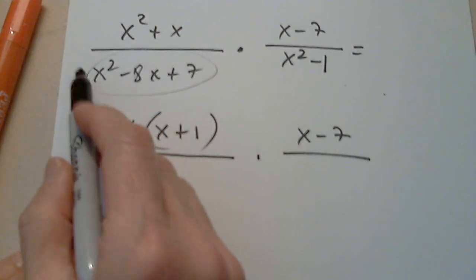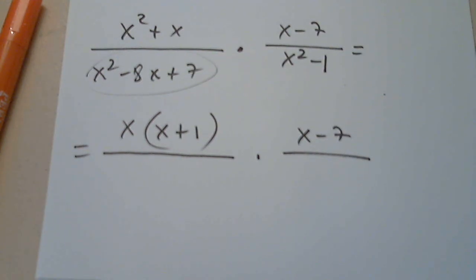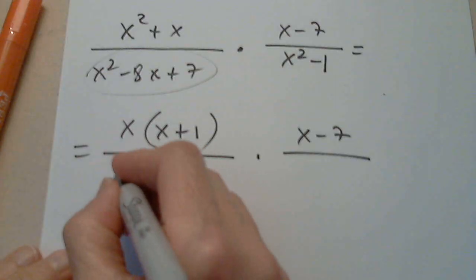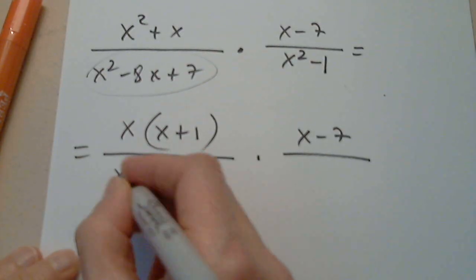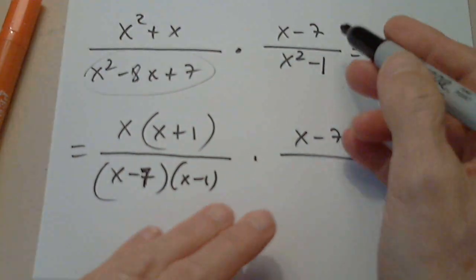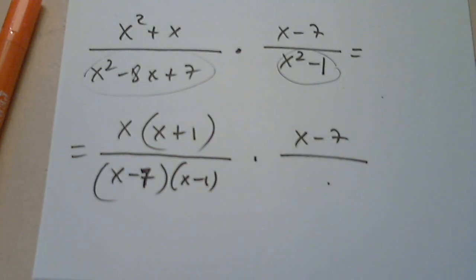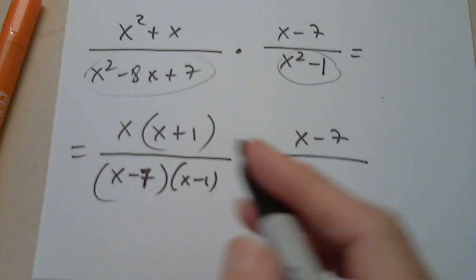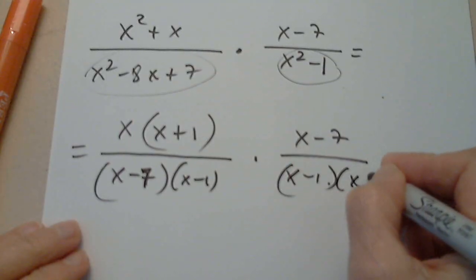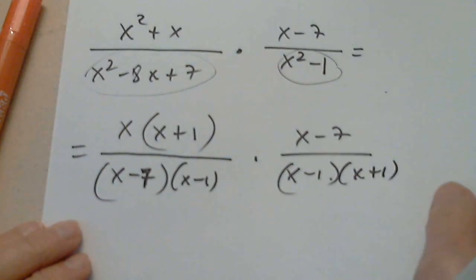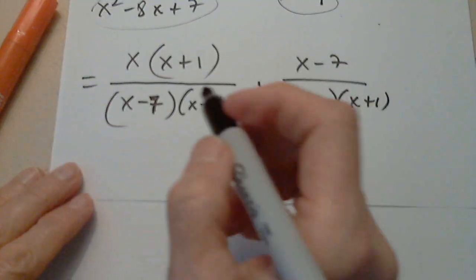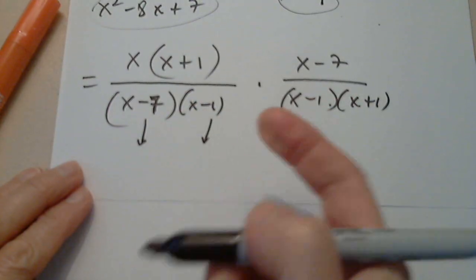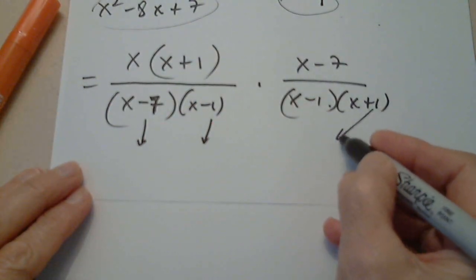Now we are here. X minus 7, x minus 1. Perfect. Now we are here. X minus 1, x plus 1. At this point, I cannot simplify anything before I state restrictions. One from here, which is the same, and one from here.